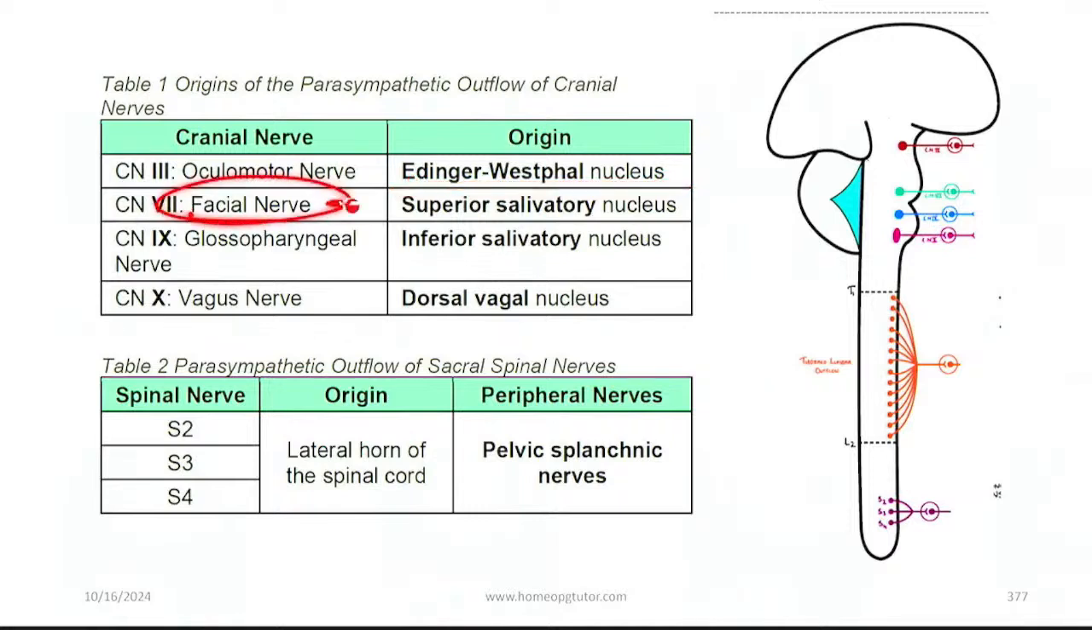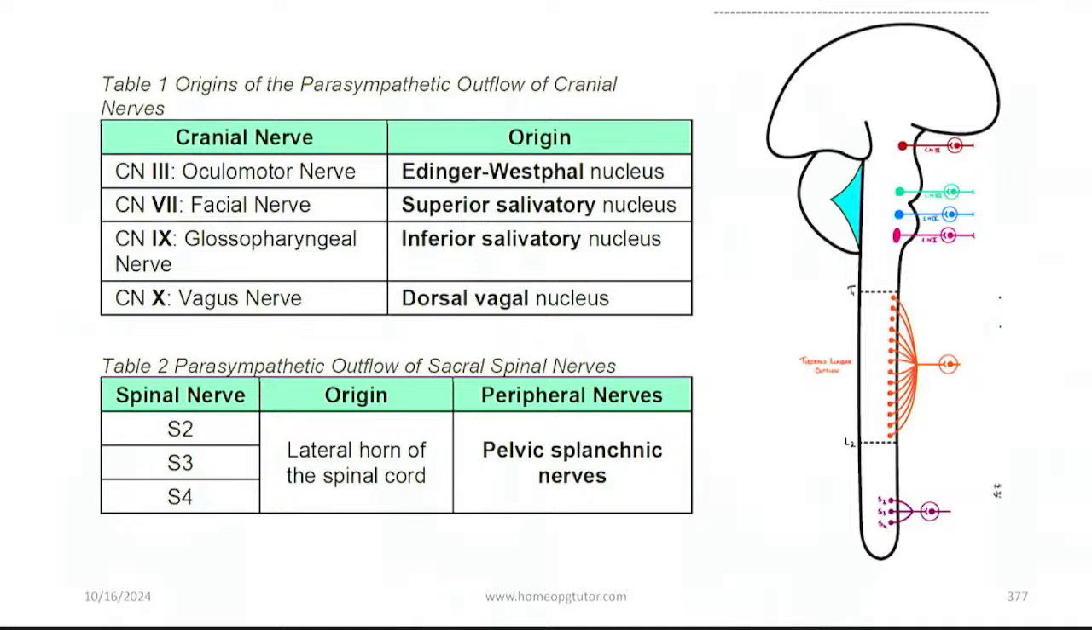Similarly, the facial nerve, what does it act on? It acts on increasing the salivary secretion. How does it act? It acts via the superior salivatory nucleus. Similarly, the salivary glands are also stimulated via what? Via the glossopharyngeal nerve, through the inferior salivatory nucleus. And similarly, all the other major organs, that is the heart, the bronchus, the GIT, the hepatobiliary system, everything is under the control of which nerve? The vagus nerve, through the dorsal vagal nucleus. Okay, you need to remember the origins also.